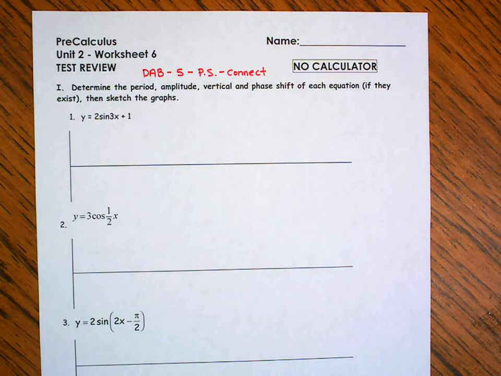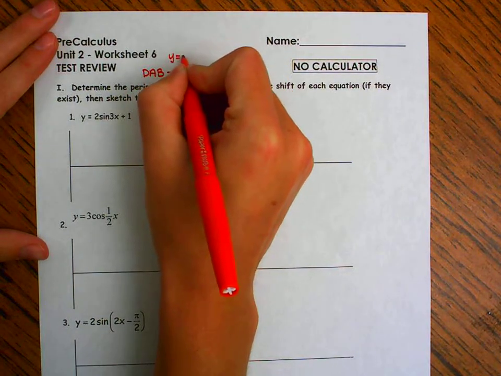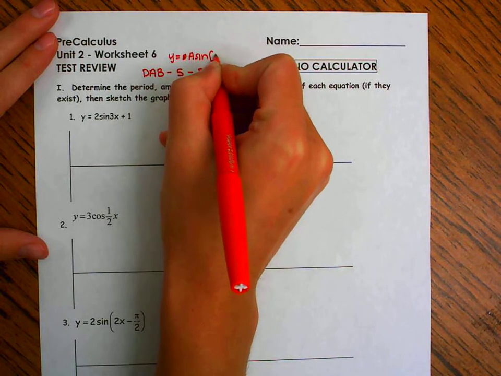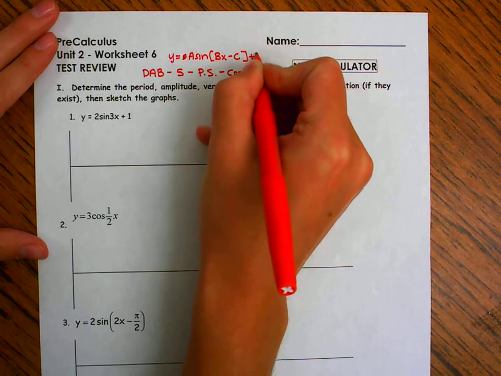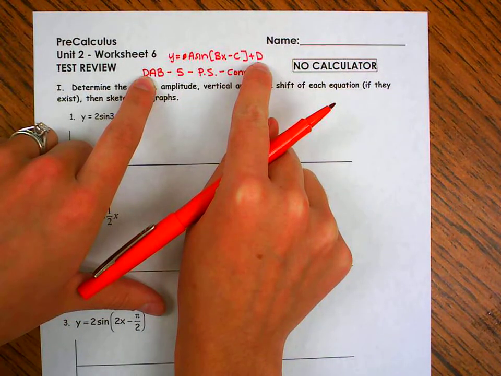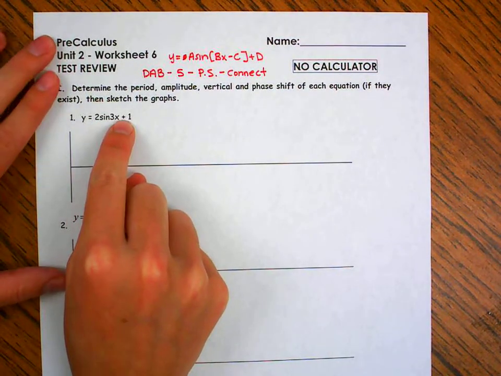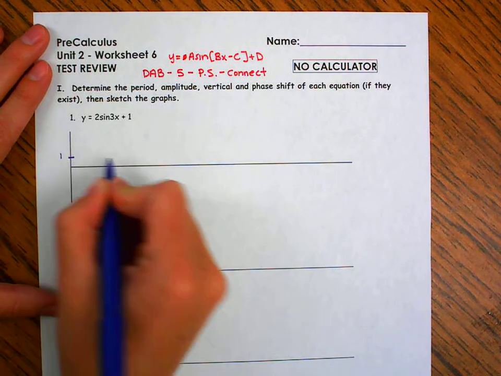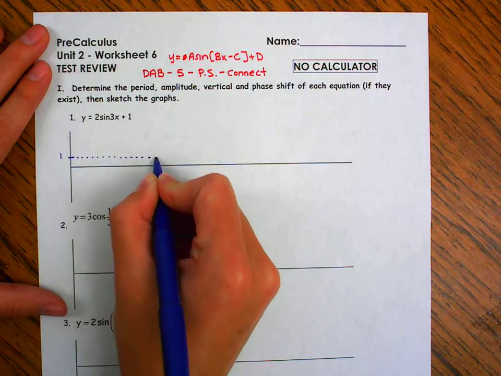Remember the D, when we have an equation, so we have something like y equals, oops, I'm already messing up, a sine of b x minus c plus d. When I'm dabbing, these are the things about. So D is my vertical shift. It's my center line. So when I look at this, I'm noticing that I have a center line at a positive 1. I'm shifting up 1. So I'm just going to do my center line with my dotted line.